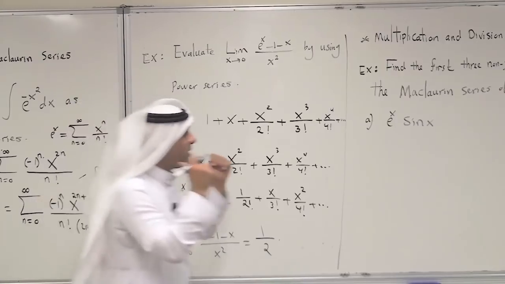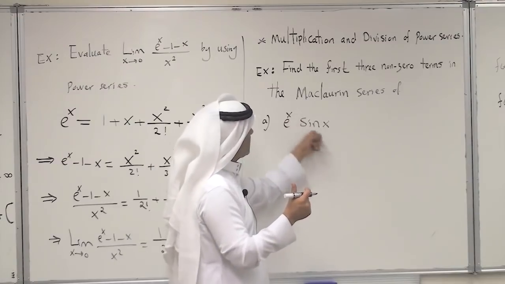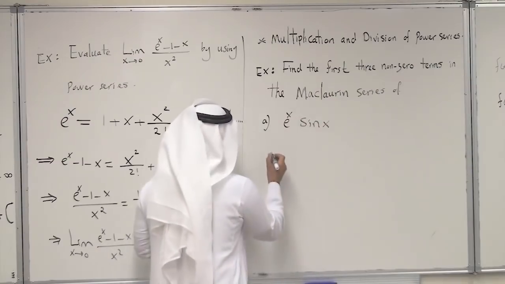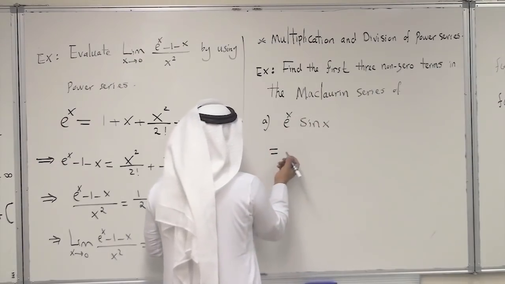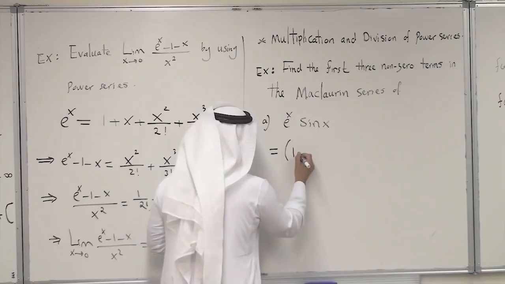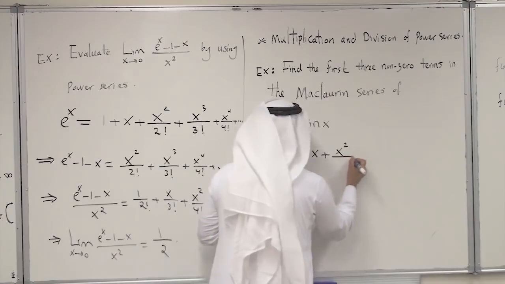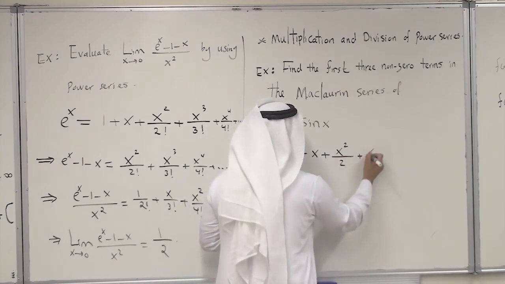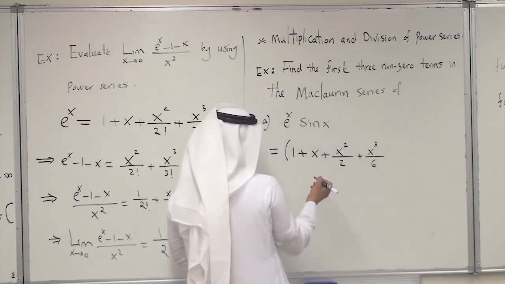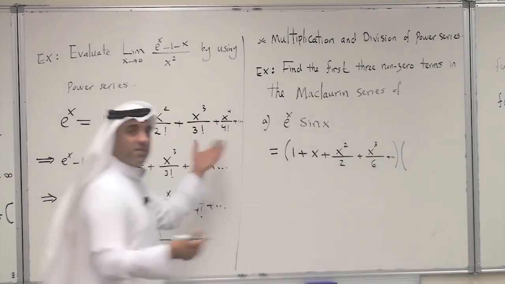I am trying to do the same without going through the definition. I will use my results from the definition for the basic functions e to the x and sine x to derive the Maclaurin series of the multiplication. Since I am looking for a few terms, what is the representation of e to the x? We did this. It is 1 plus x, plus x squared over 2 factorial, which is 2 actually, plus x cubed over 3 factorial. 3 factorial is just 1 times 2 times 3, which is equal to 6, plus, enough, because I am looking only for the first three non-zero terms.